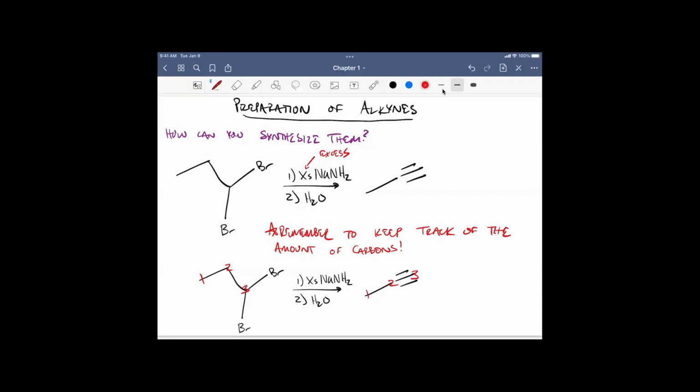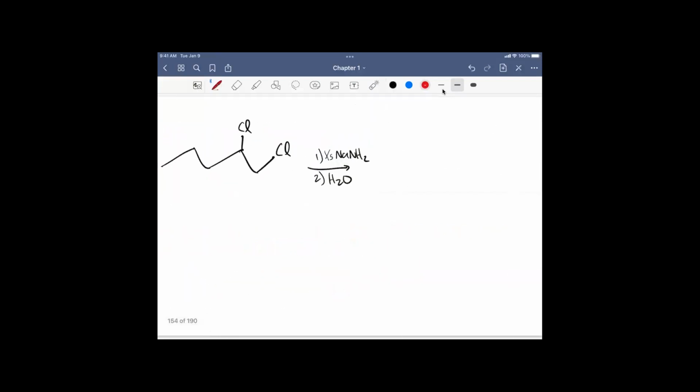And I wrote right here, remember to keep track of your carbons because that's super important. You should have the same amount of carbons in your reactants that you have in your product. So that's very important. So one example I have here is this reaction, and I'm gonna number the carbons right away just so I make sure that in my product, when I go through this reaction, I end up with the same amount as well.